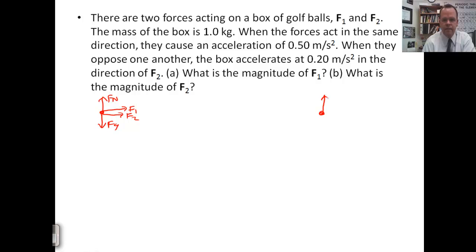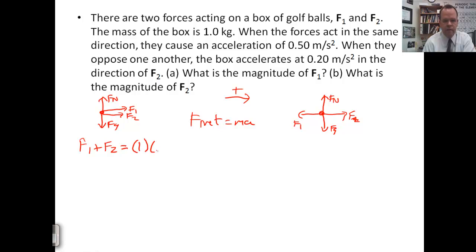In the other case, FN, FG, F1 is pointed to the left, F2 is pointed to the right. So I've got two directions here. I'm going to make to the right positive. I know F net equals ma. F net is the sum of all the forces. So in this first case, F1 plus F2 equals 1 times 0.5.